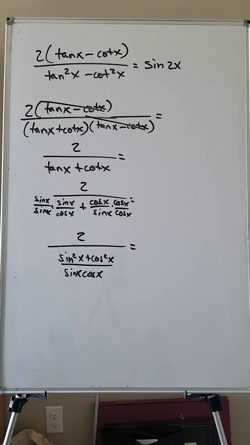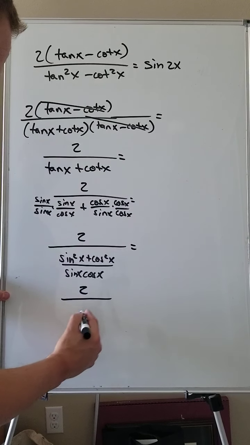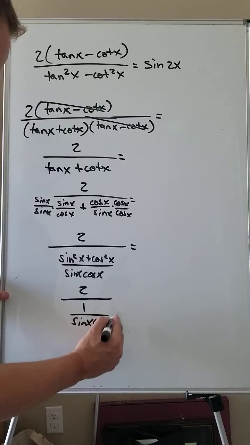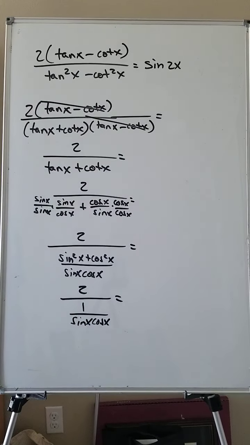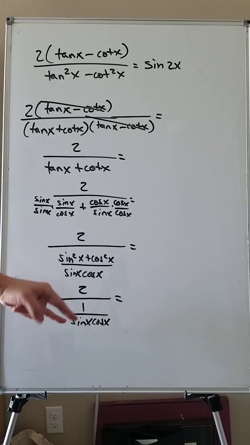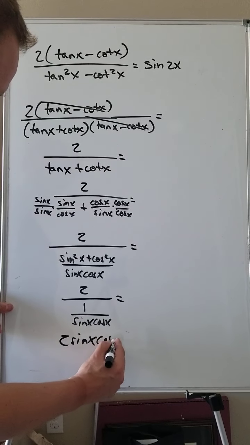But what's sine squared plus cosine squared? That's equal to 1. So now I have 2 over 1 divided by sine x cosine x. Well, now I have 2 divided by this fraction. Dividing by a fraction is the same thing as multiplying by the reciprocal. So this is really the same thing as 2 sine x cosine x.